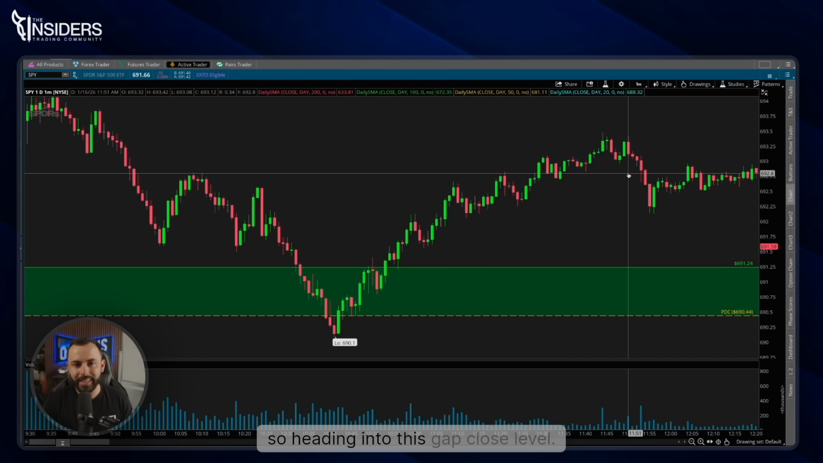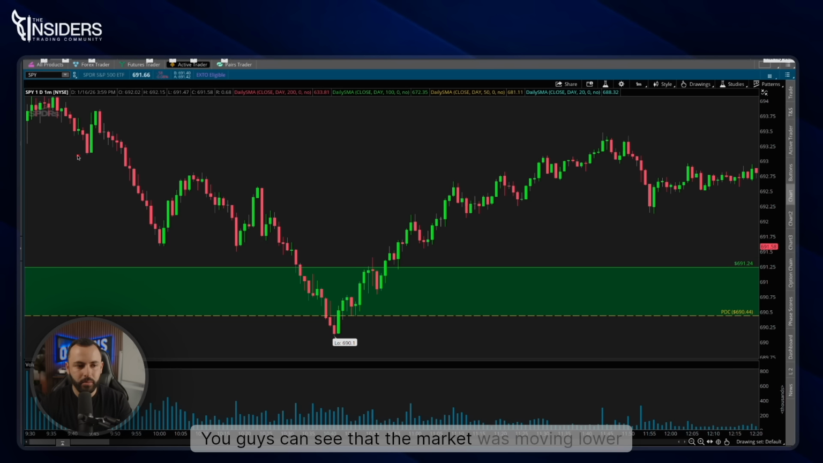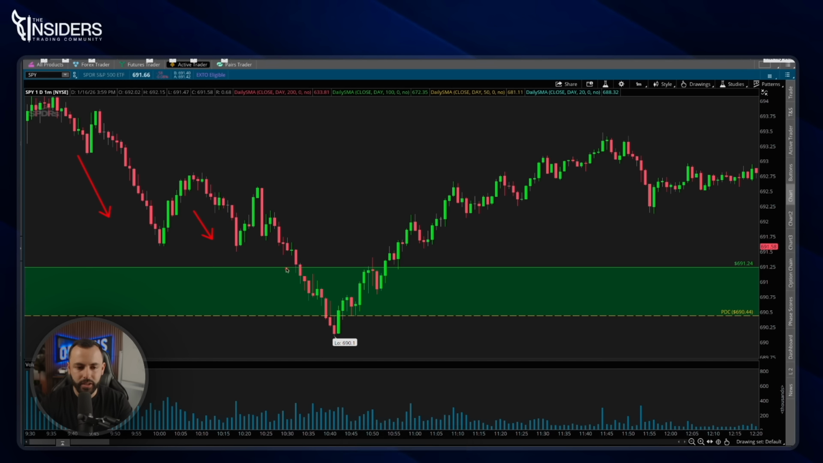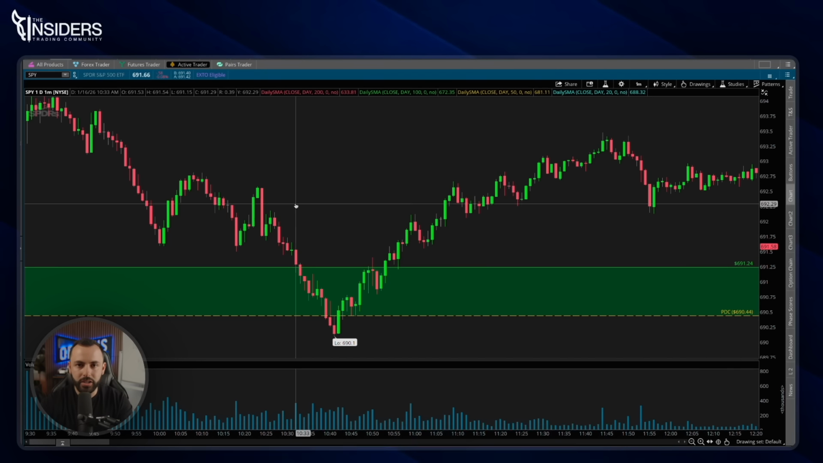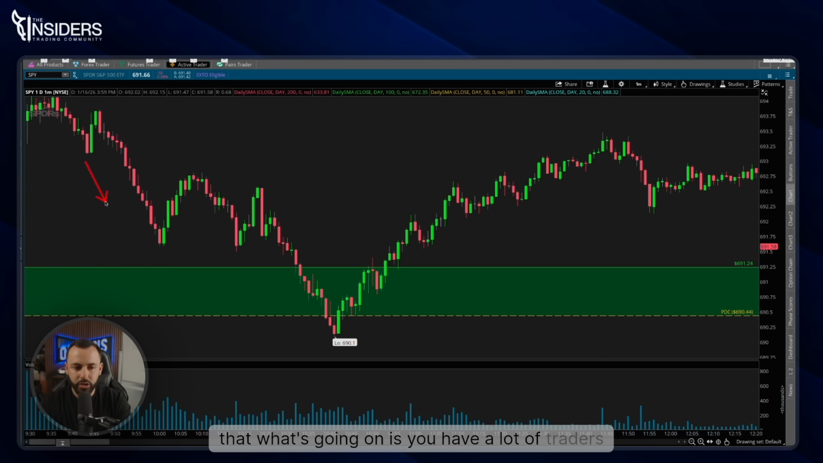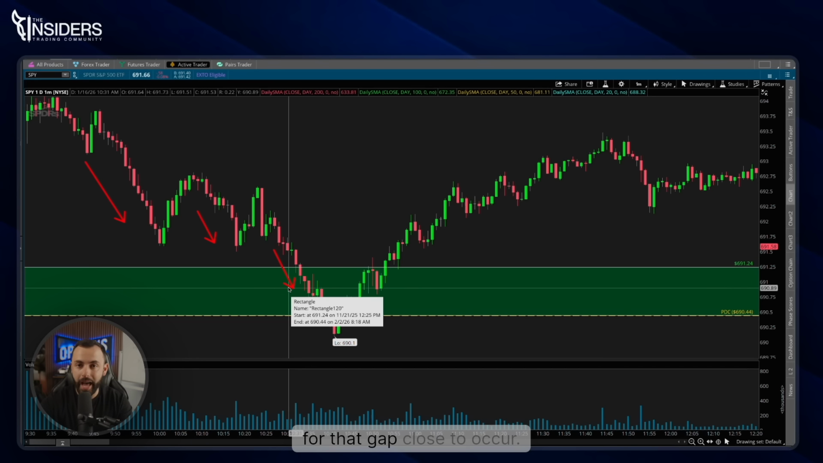So heading into this gap close level, you guys can see that the market was moving lower aggressively, seeing that move come in very quickly, and that's just naturally going to happen as you trade lower through a previous gap on the market. Now, while that's occurring, you need to understand that what's going on is you have a lot of traders who are starting to take the market short, looking for that gap close to occur. That's part of their trade idea.